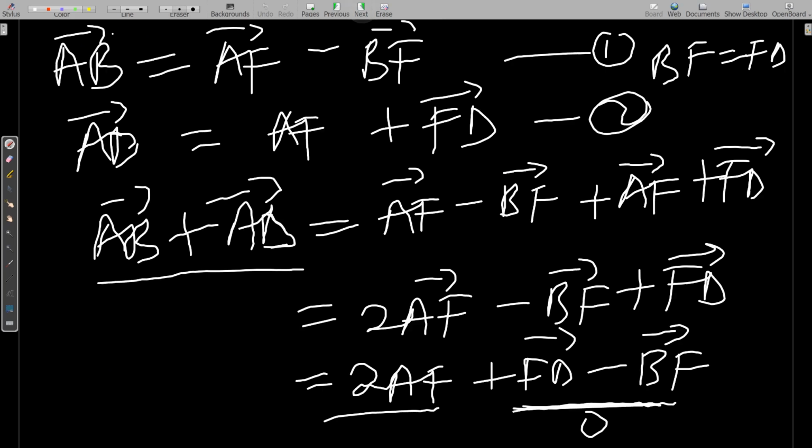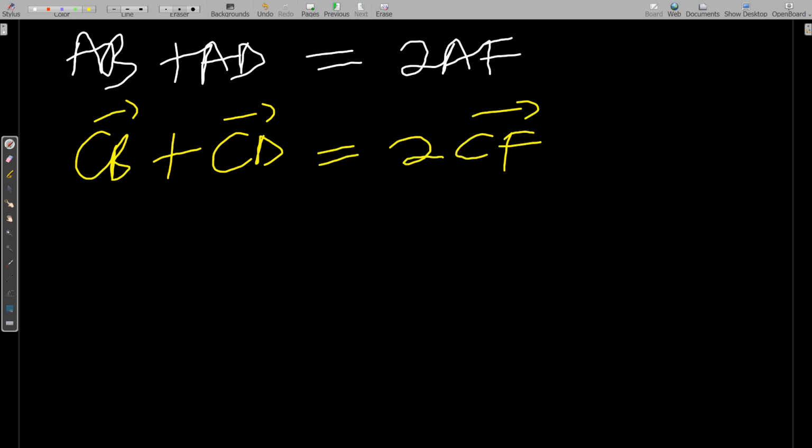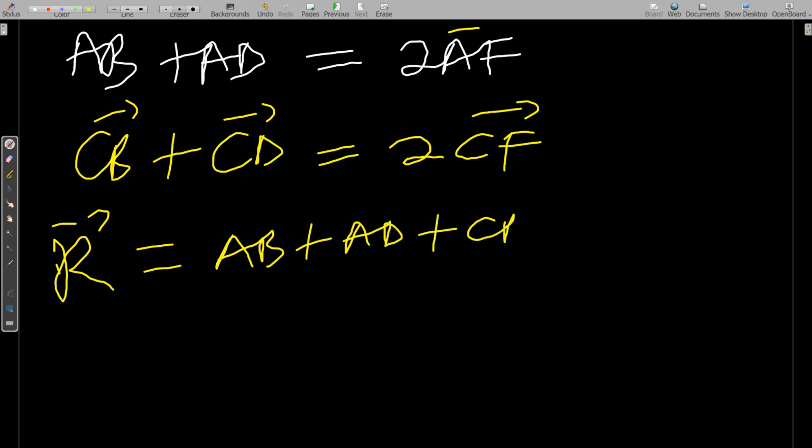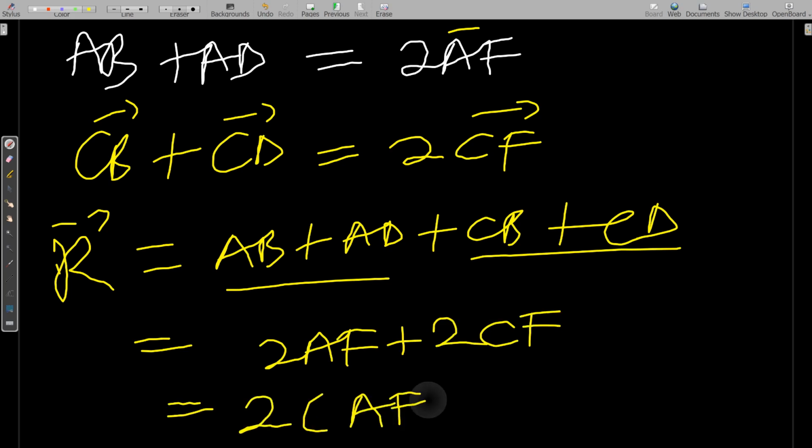So now we've gotten that, and we also said that AB plus AD... now CB plus CD should be giving us 2CF. So we come back to our resultant, which looks like AB plus AD plus CB plus CD. When you sum these two you get 2AF, and when you sum these two you get 2CF. So this is equal to 2 into AF plus CF. That's our first part of our assignment to do.